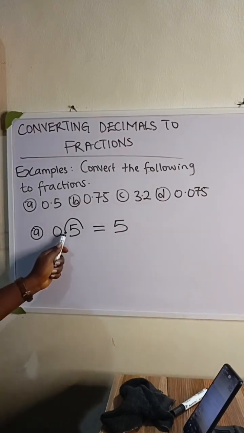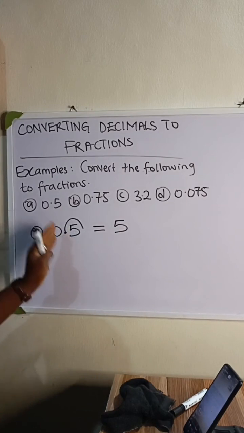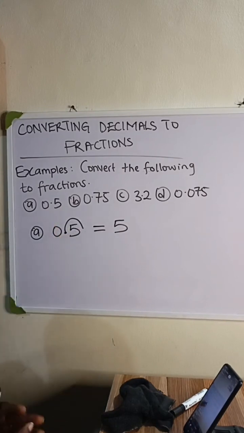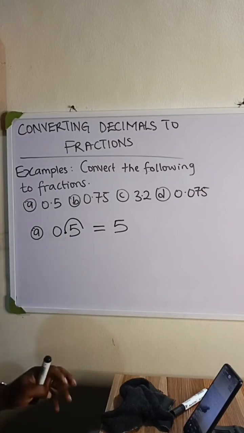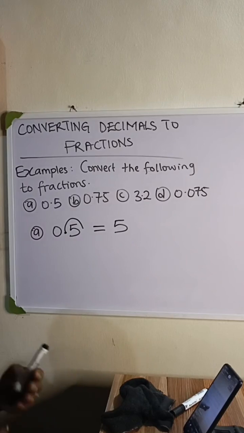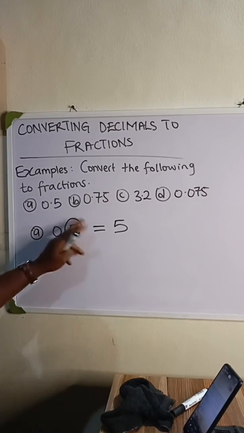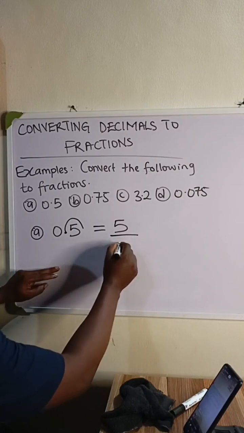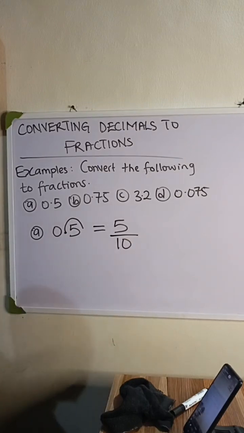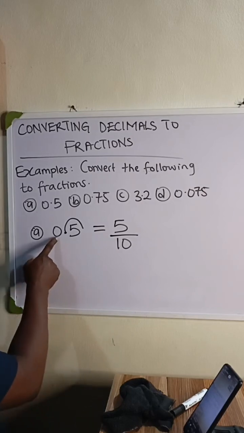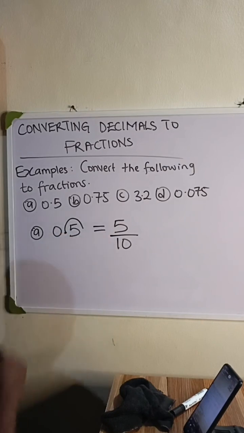Okay? So once you move the decimal point this way, this decimal becomes a whole number. But to compensate for that movement, you divide this whole number by a multiple of 10, depending on how many times you moved. So since we moved once, we're going to divide by 10. Okay? If you moved twice, you're going to divide by 10 times 10. If you moved 3 times, you're going to divide by 10 times 10 times 10. So now, instead of having 0.5, you now have 5 over 10.